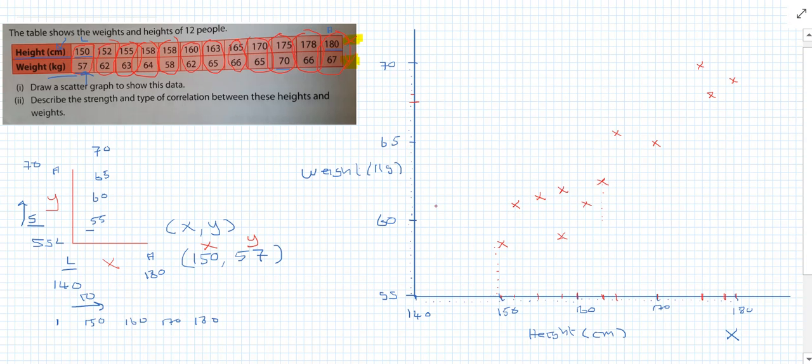Draw the scatter graph and show the data. So that's what we've done here. So this is what you're going to get your marks for. Describe the strength and type of correlation between these heights and weights. So what's the type of correlation that we have? If we were to draw a line through this, from here to here, we can see that it's increasing. So we can say that it's definitely a positive correlation.